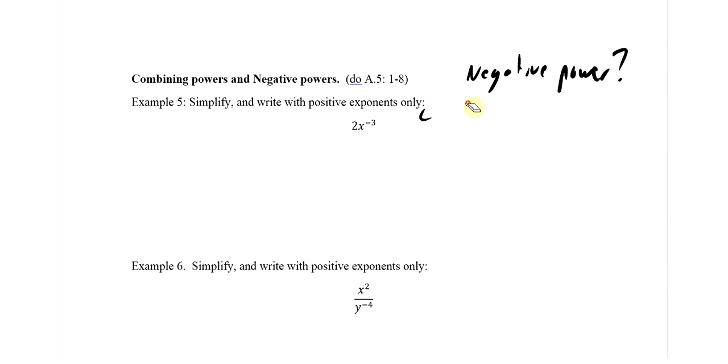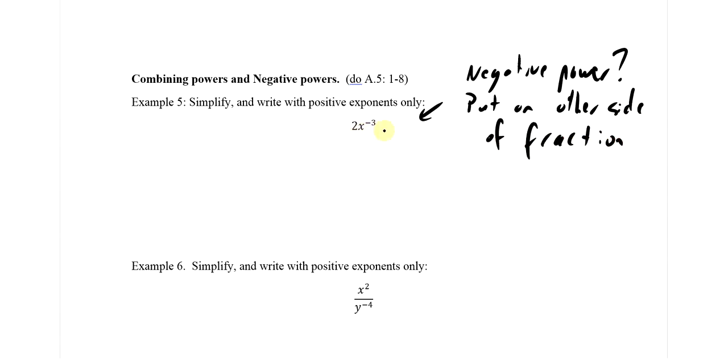Oops, a P, not a B. Negative power means put it on the other side of the fraction. So what's going on here with 2x to the minus 3?